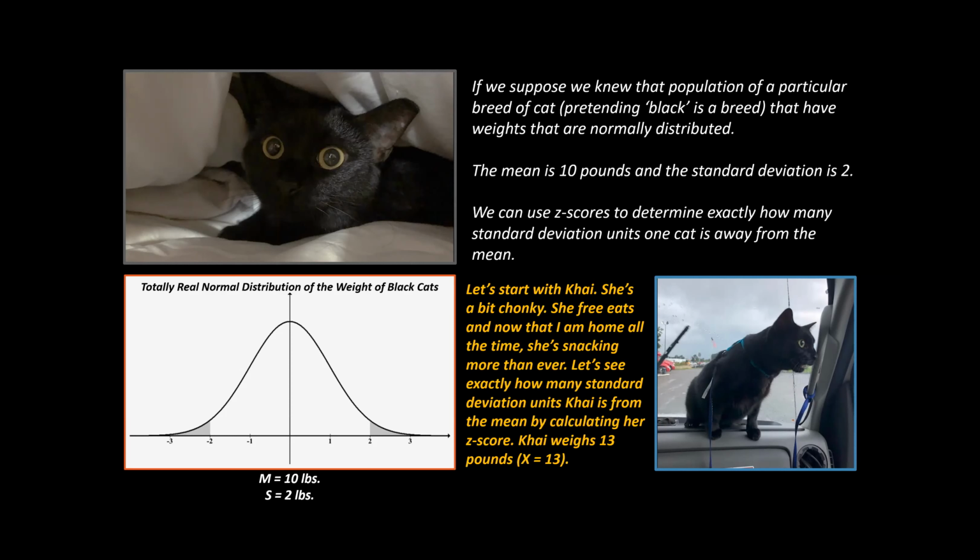That being said, I'm a little bit concerned that she's getting a little bit chubby, and while I am very body positive, I want to make sure that she's healthy, but I also want to see exactly what her z-score is compared to the normal distribution of black cats, so I know how far away she is from the mean, how many standard deviation units she is away. So Kai weighs 13 pounds. Let's use Kai's data to calculate a z-score.